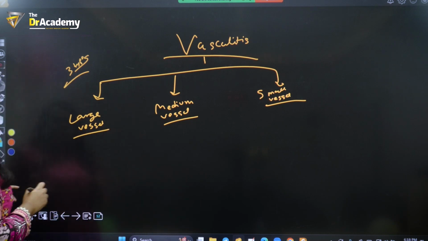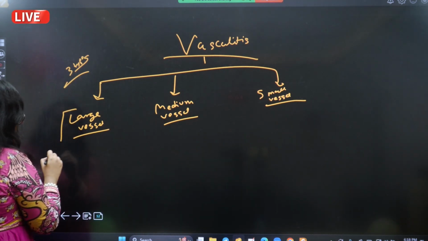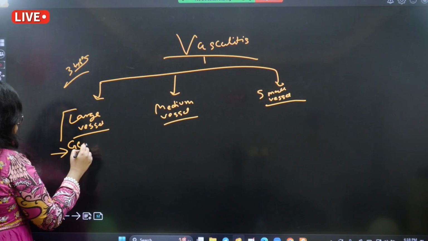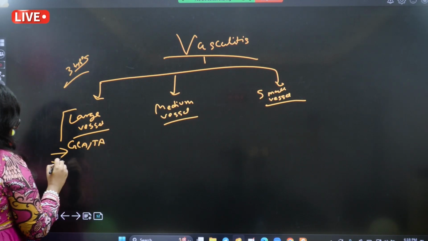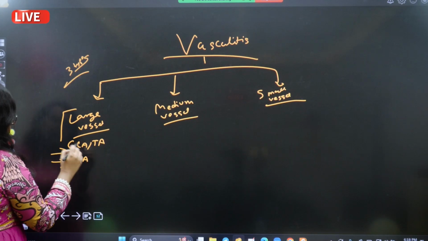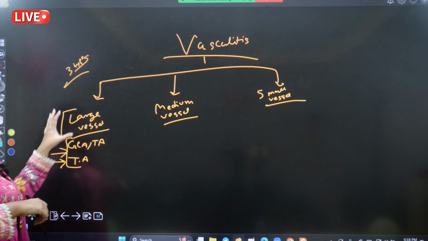So we'll start with the large vessels because these are relatively easier to remember. Number one is the giant cell arteritis or the temporal arteritis. And number two is Takayasu arteritis. These two are mainly important, large vessel vasculitis.